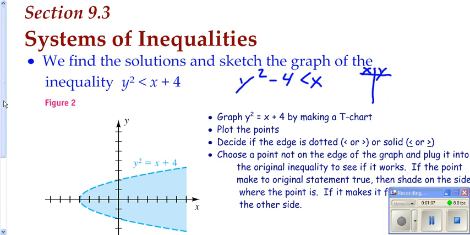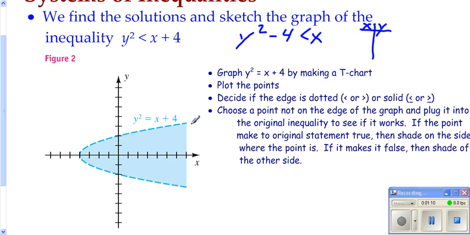When you do that and plot your points, you're going to get a smooth parabolic curve like this going to the right. Now it's dotted because there's no equal to underneath. If it was less than or equal to or greater than or equal to, then it would have a solid edge.